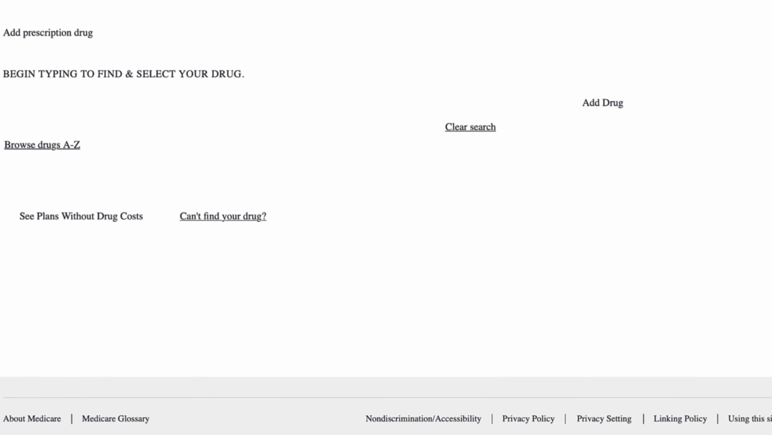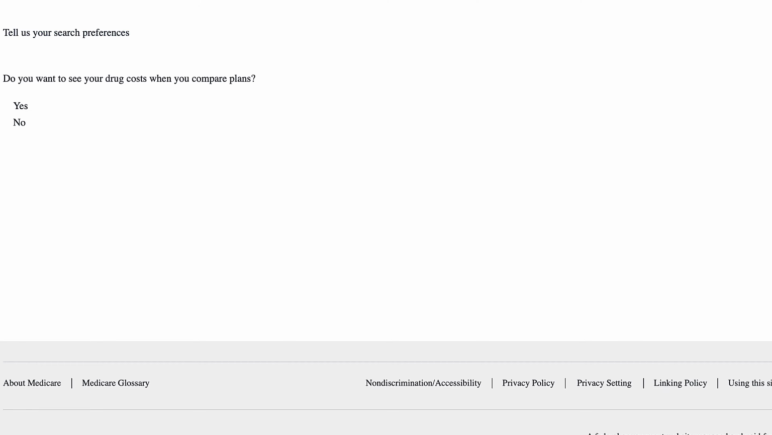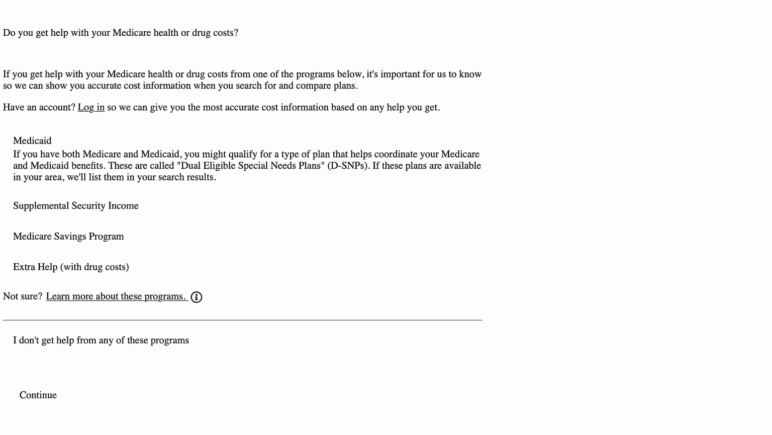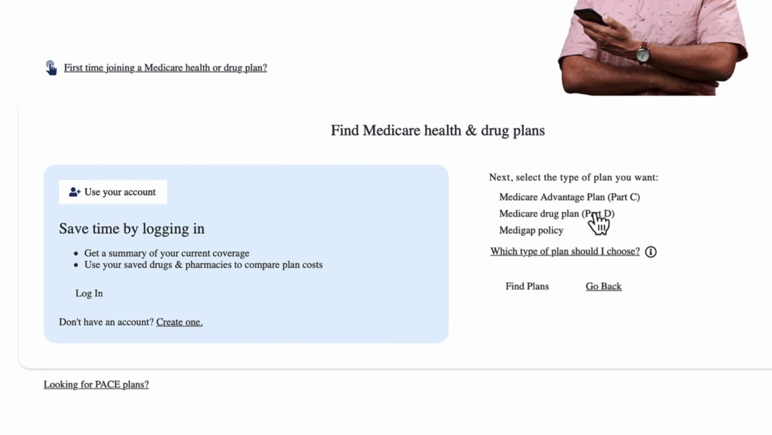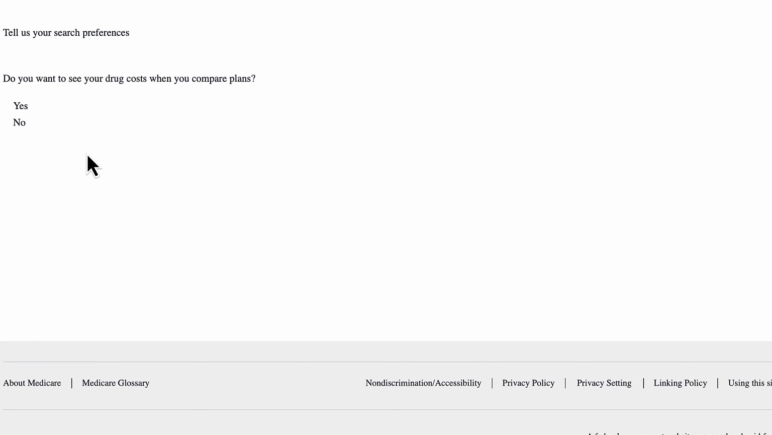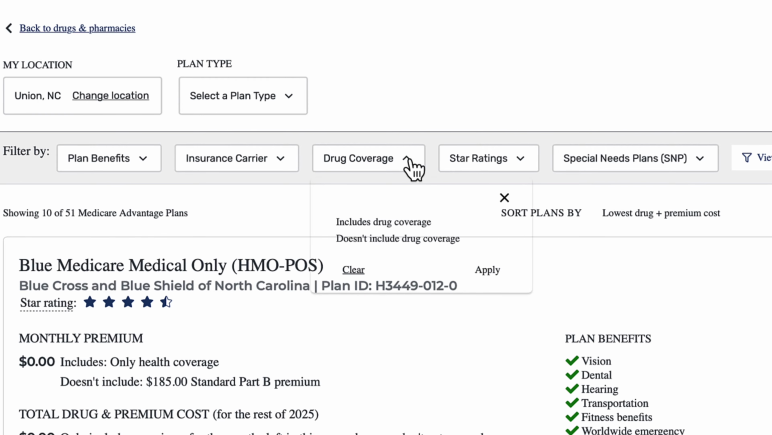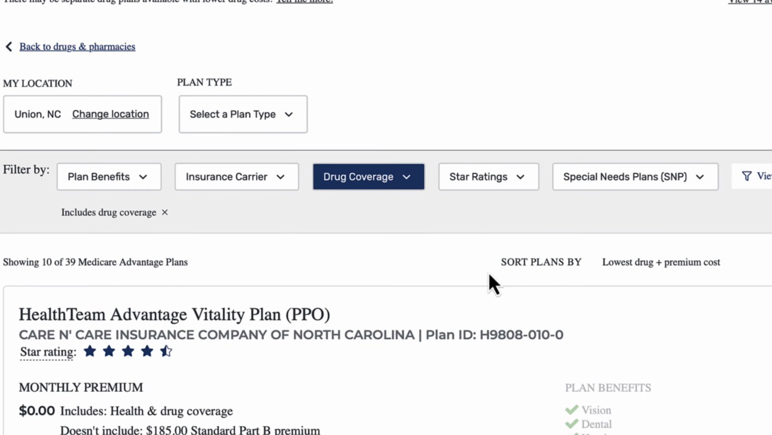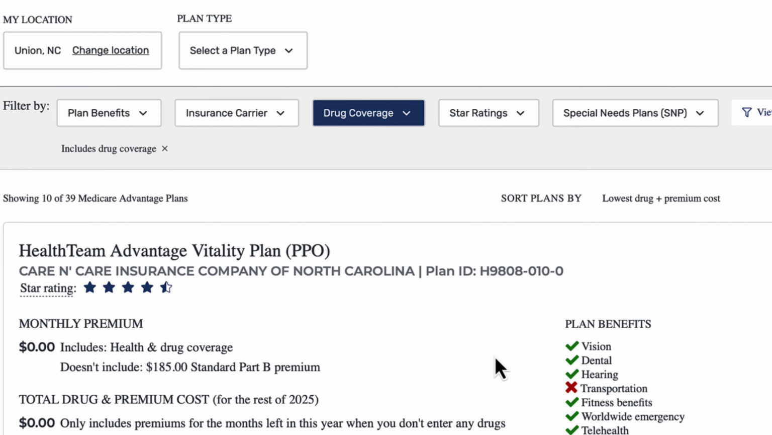And then, of course, you could also enroll in a Medicare Advantage plan. And all you have to do to make sure that you enroll in a Medicare Advantage plan that offers prescription drug coverage, first you click Medicare Advantage, Part C, find plans. Really, the only thing that you have to do here is go up to where it says drug coverage and make sure that it includes drug coverage. And then it will filter out all the plans that don't include prescription drugs.